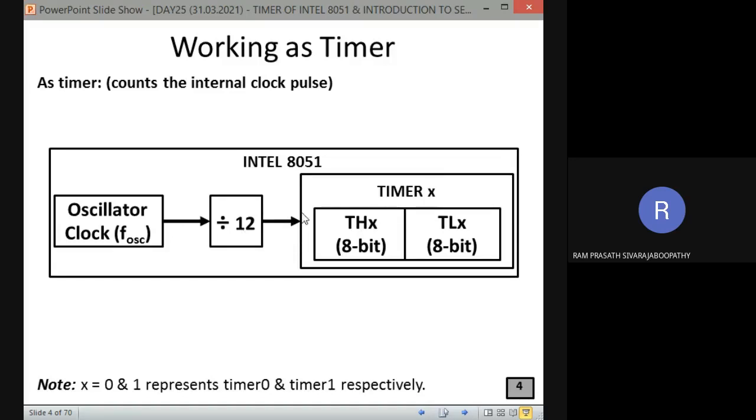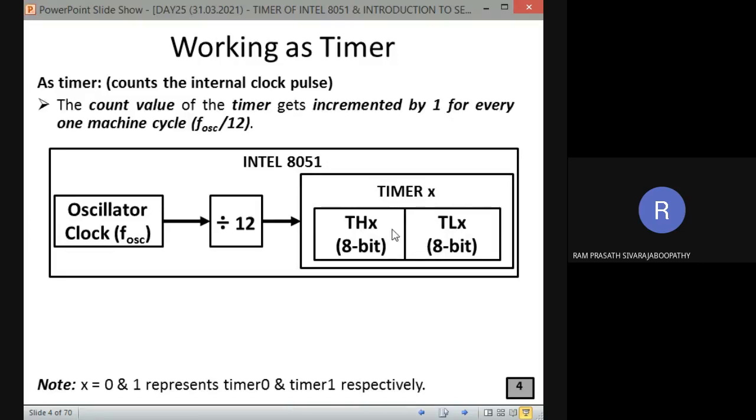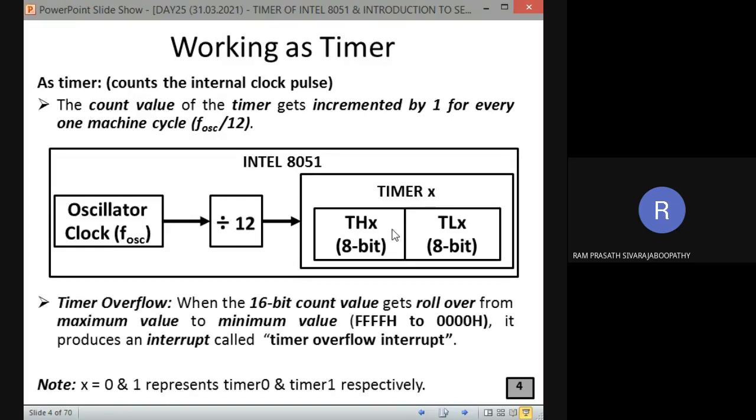Fixed frequency pulse. That means for every 1 microsecond, this timer is going to increment its count value by 1. As it is an up counter, the count value of the timer gets incremented by 1 for every 1 machine cycle. Then we talk about timer overflow.